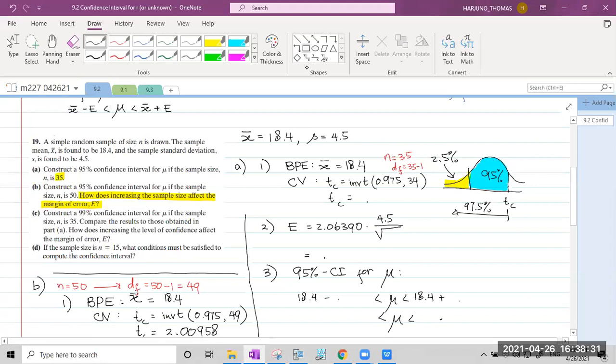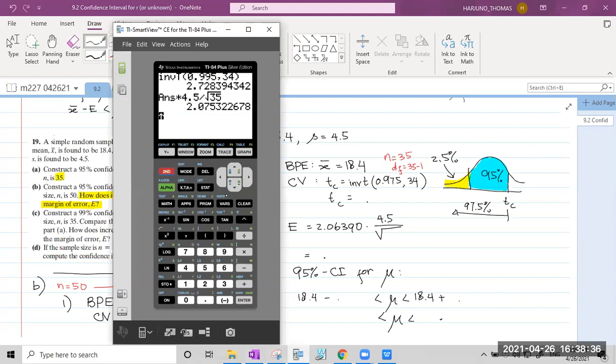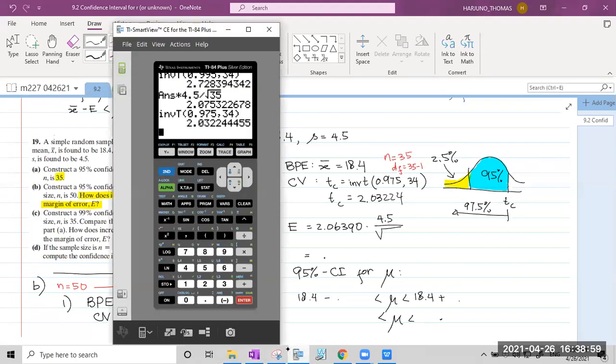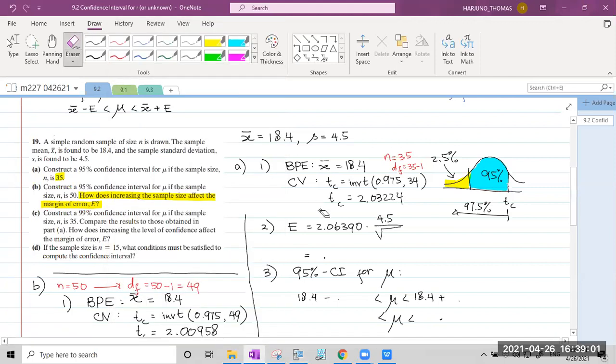When I use my calculator, that's inverse T. The area to the left, 0.975, degree of freedom 34. Then inverse T will be 2.03224. Okay, now this will be 2.03224.